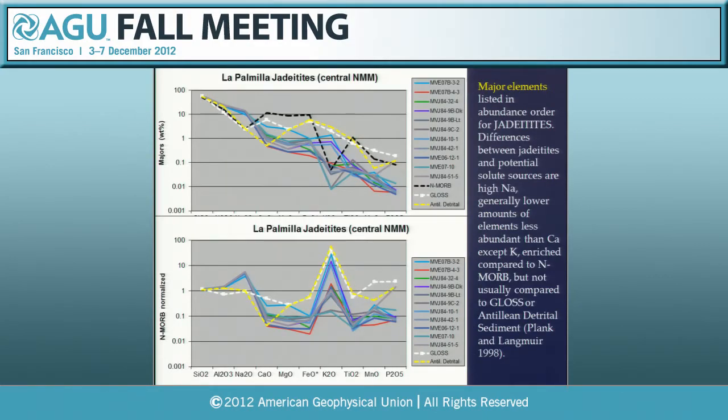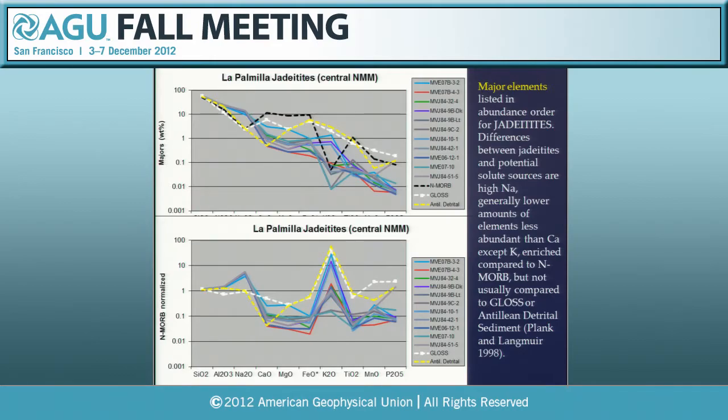So first, I'm showing this to give you a sense of the bulk composition of a group of jadeitites in the central part of the north. This is N-MORB, and this is sediment GLOSS and an Antillean continental sediment in yellow. The reason I wanted to show this one is because MORB is so depleted in potassium, whereas the jadeitites go both below and above MORB, but never above the sediments, and then I replotted them normalized to MORB, because that's an easier way to look at things. Considering that the subducted slab is altered MORB, and then sediment sitting on top of it, those are your two end members of things that could be sampled by the fluids to create the jadeitite.